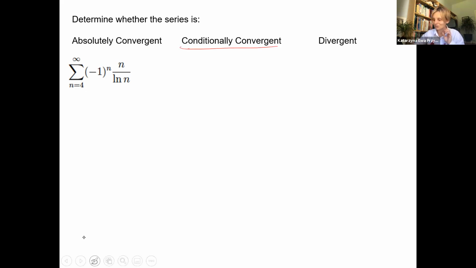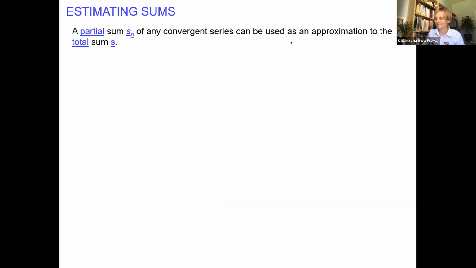Oh, no, wrong, Kasia, wrong. What is this one? Can you tell me right away? n over ln of n. Divergent, because the limit is not 0. It's divergent by the nth term test or test for divergence. Okay. This one, I believe you will get this.